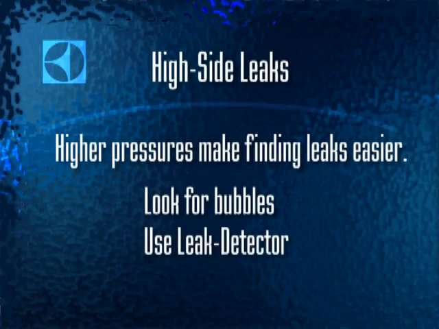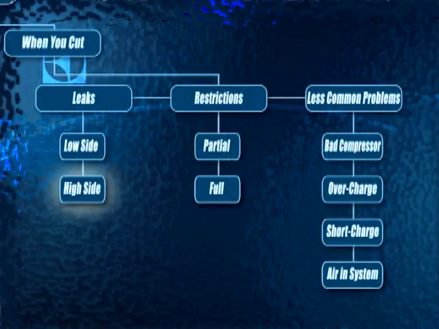Look for high-side leaks the same way as the low-side leak, looking at the joints, but because of the higher pressure, you can more easily find these leaks with bubbles or with using a leak detector.